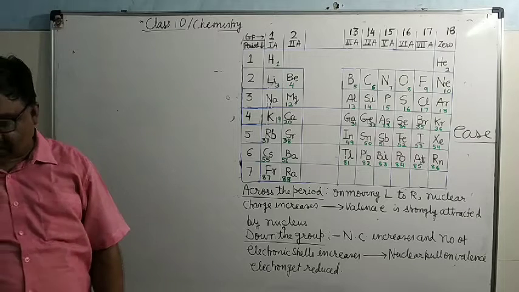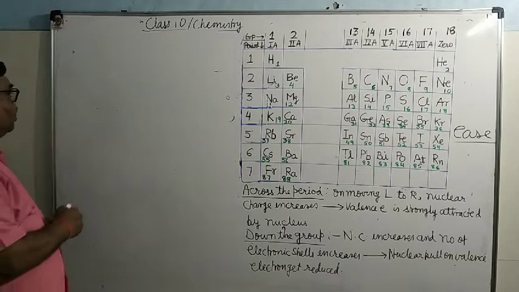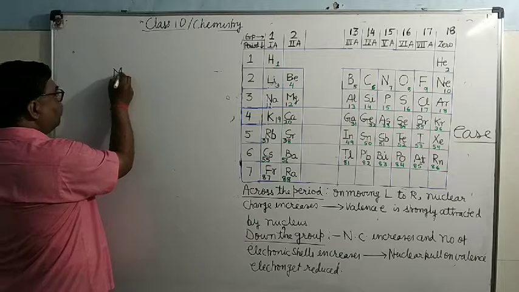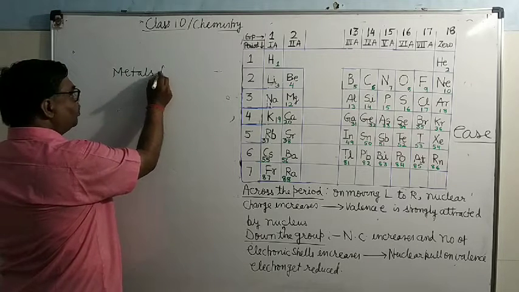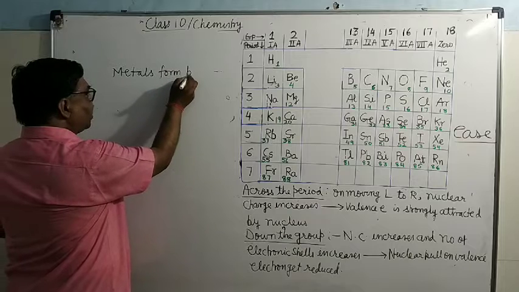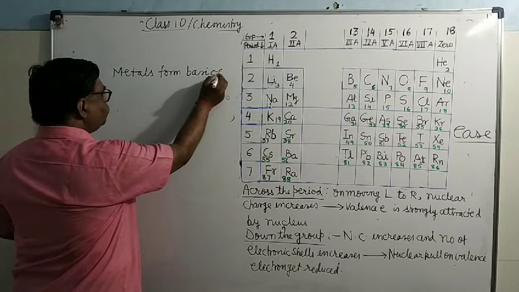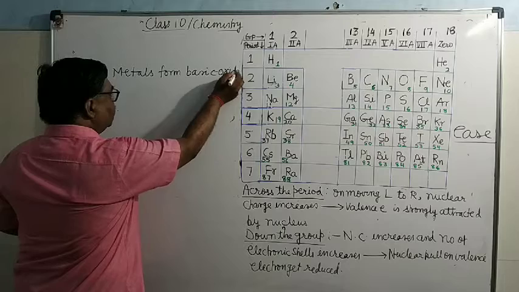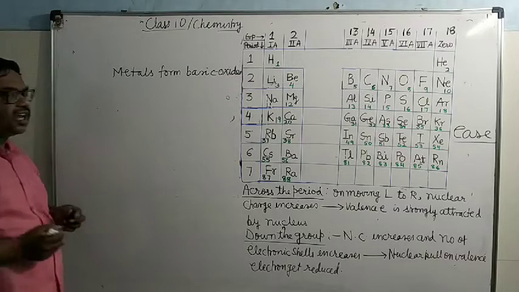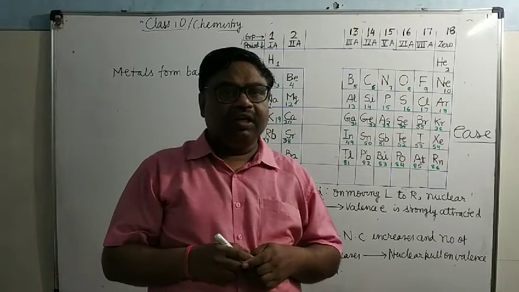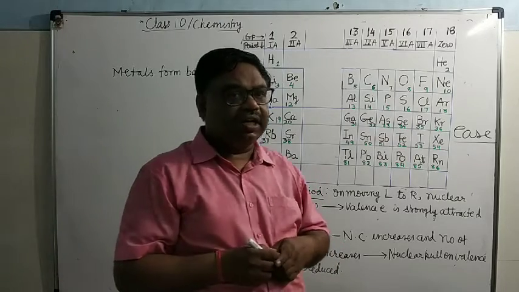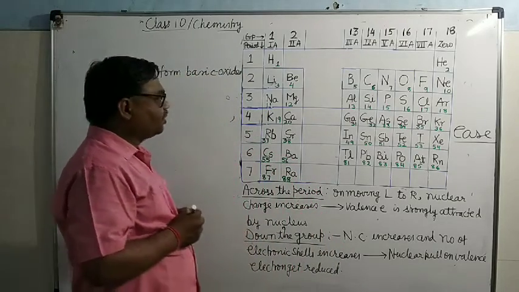Then nature of oxides. So as you know that metals form basic oxides. It's clear? Basic oxides are those which are dissolving in water furnishes the alkali.